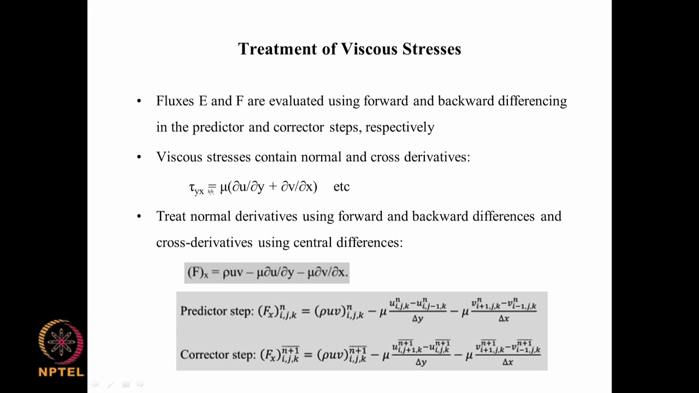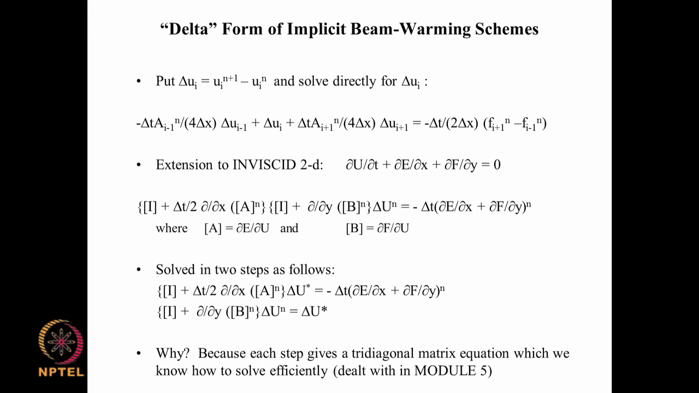Here we have dou u by dou x, dou u by dou y plus dou v by dou x. Once you put dou f by dou x here, this term becomes dou square v by dou x square, but this one becomes dou square u by dou x dou y. So, this is a cross derivative and this is a normal derivative. The same idea is being brought into play here.